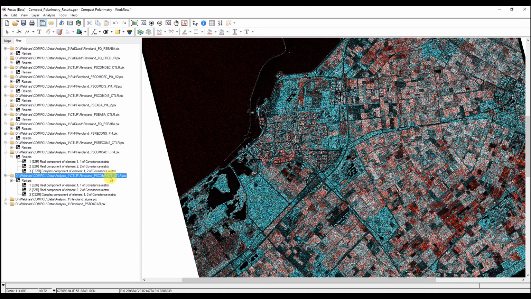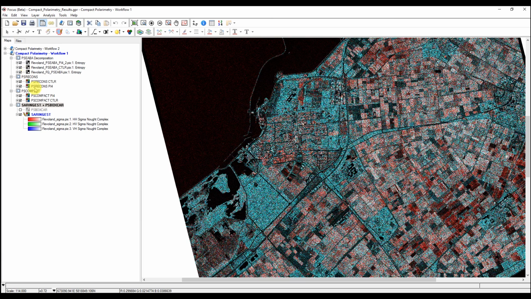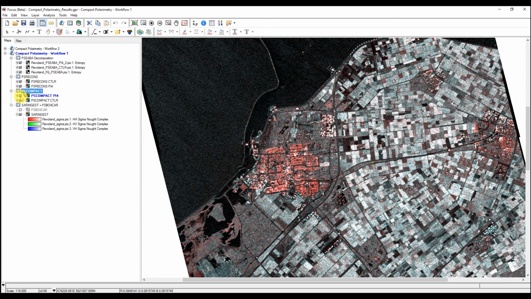For my pi/4 and my CTLR image, I have 3 matrices. For pi/4, the first 2 matrices are the horizontal and vertical 45-degree segments. For CTLR, we have the right circular horizontal and right circular vertical as the first 2. The third matrix is the phase relationship of the first 2 matrices. If we have a look at the results visually, and I flicker between my pi/4 and my CTLR image, you'll notice there are some slight differences.